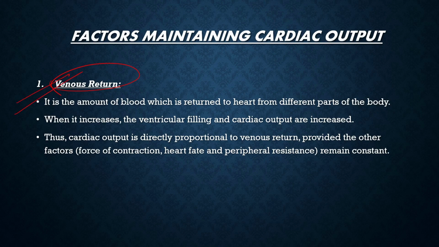First is the venous return. What is venous return? It is the amount of blood which is returned to the heart from different parts of the body. So, the blood that returns to the heart from different parts of the body, that is the venous return. Clear? When it increases, what happens? The ventricular filling and the cardiac output are increased. See, the cardiac output is being affected. Thus, the cardiac output can be said to be directly proportional to the venous return. Clear?